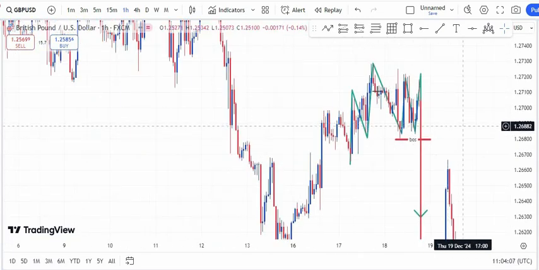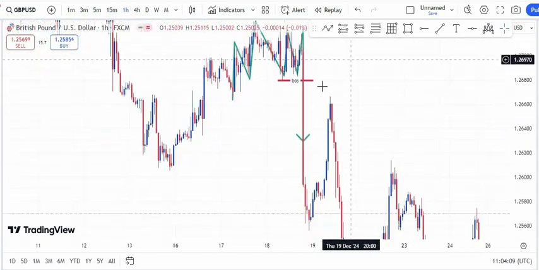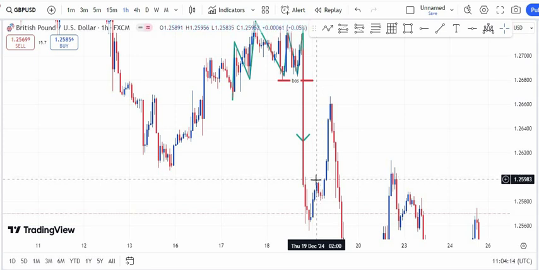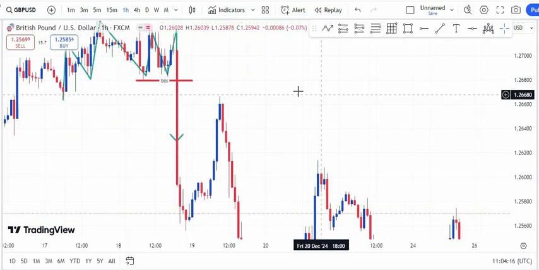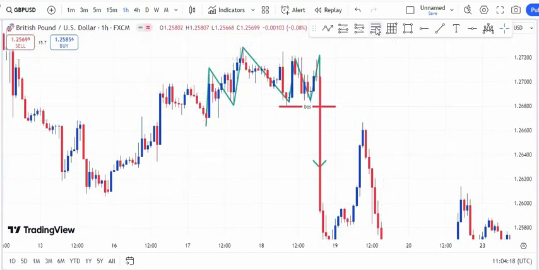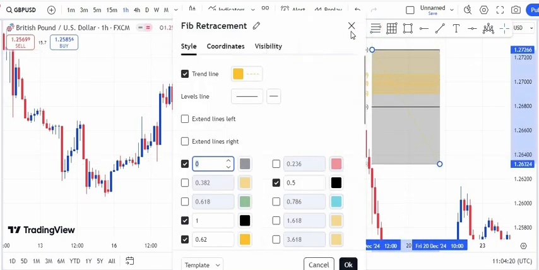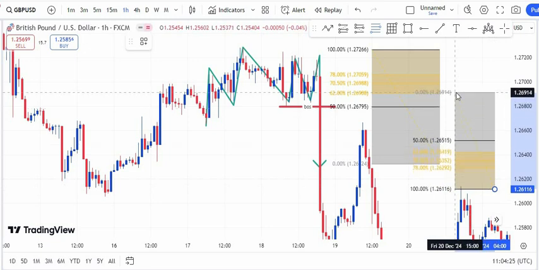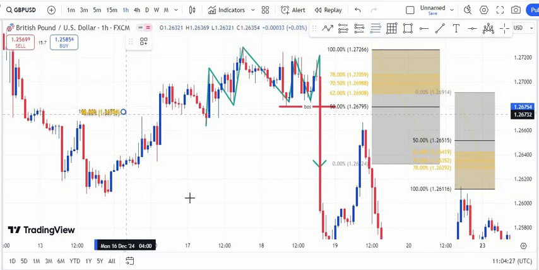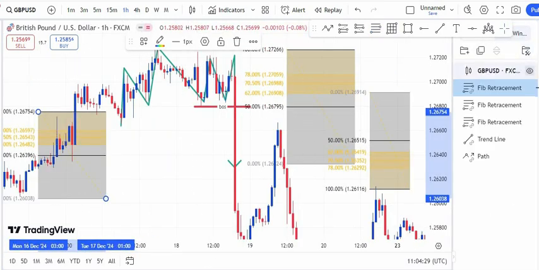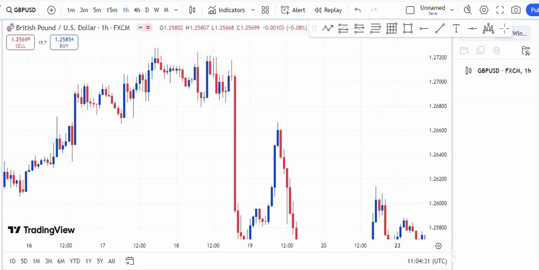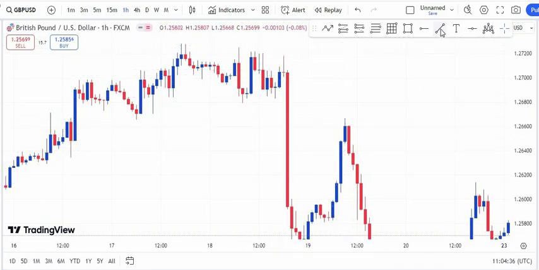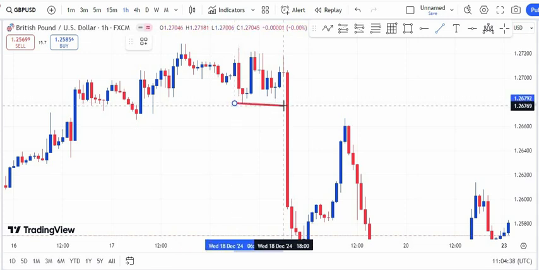Now the first thing we know is that the market moved gigantically to the downside, and it moved aggressively to the downside. So we know the market is on a downtrend, so we are going to draw our Fibonacci from the top to the bottom, not from the bottom to the top. It's going to be from top to bottom, right? So as you can see right here, the valid break of structure lies right there.